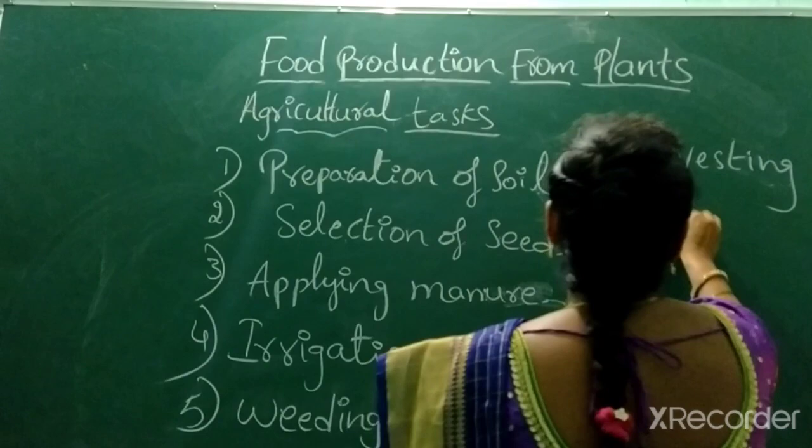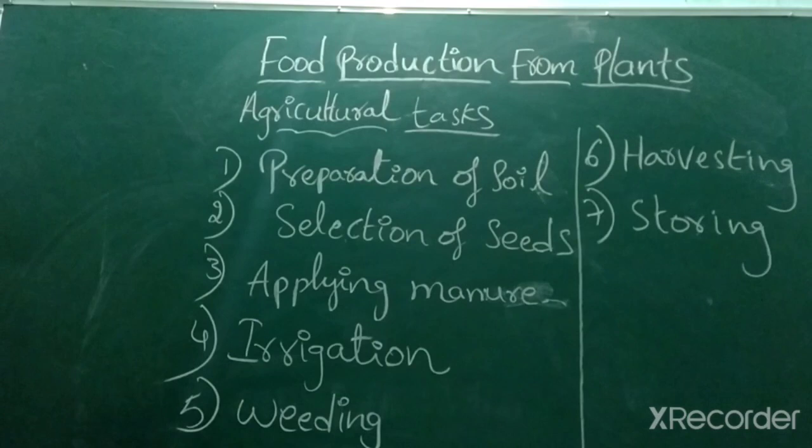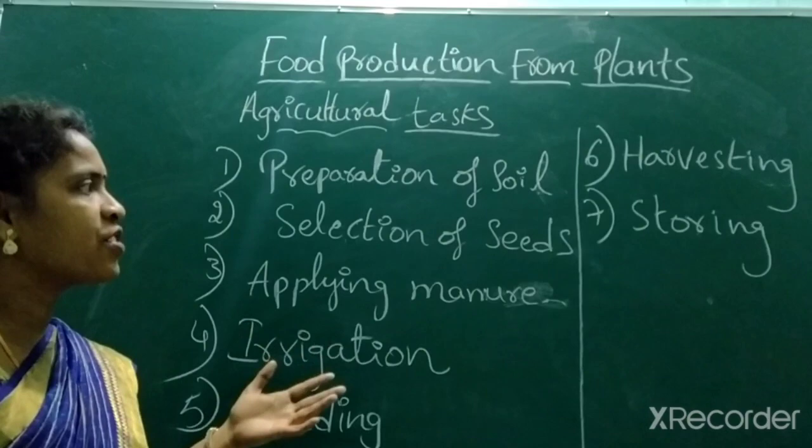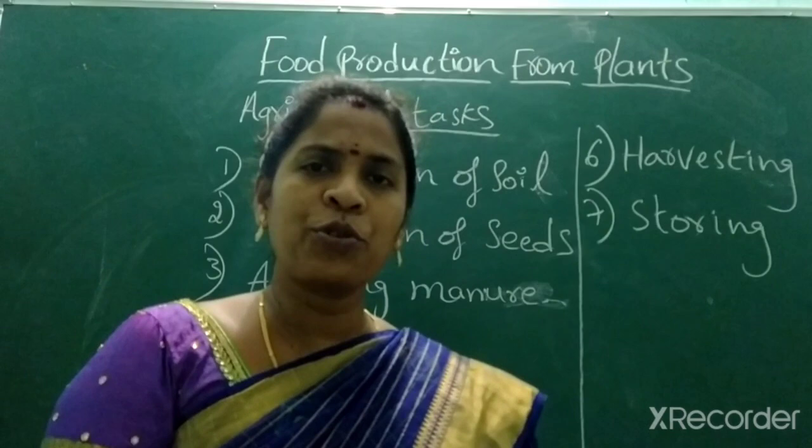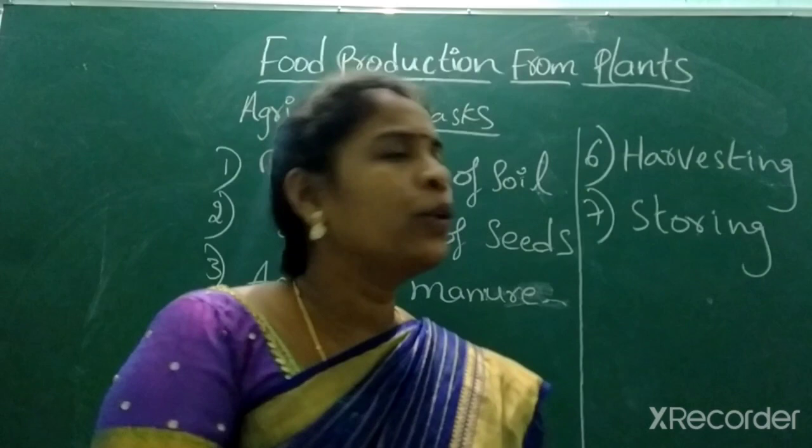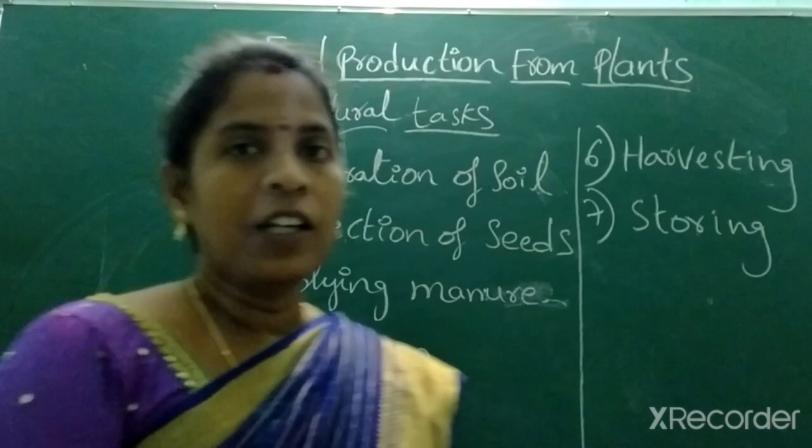So just now, look at here. What is the first one? Preparation of soil. And the second one, selection of seeds, applying manure, irrigation, weeding, harvesting, storing. Before you cultivate something, you must first make the soil prepared. So what do we do in preparation of soil? First we plow it. Later we level it. I'll explain that again.